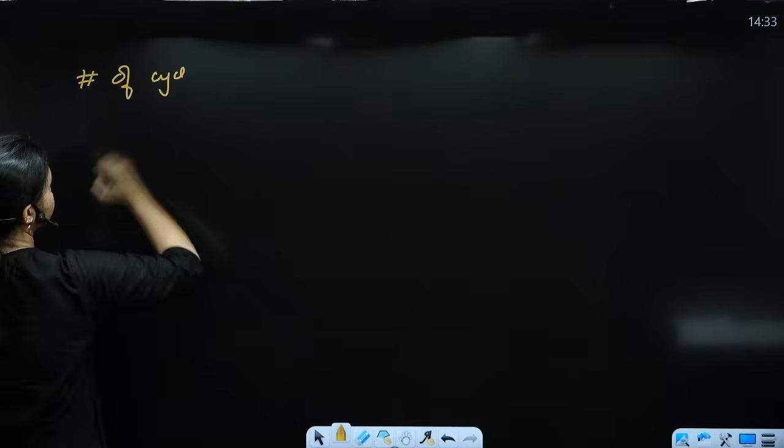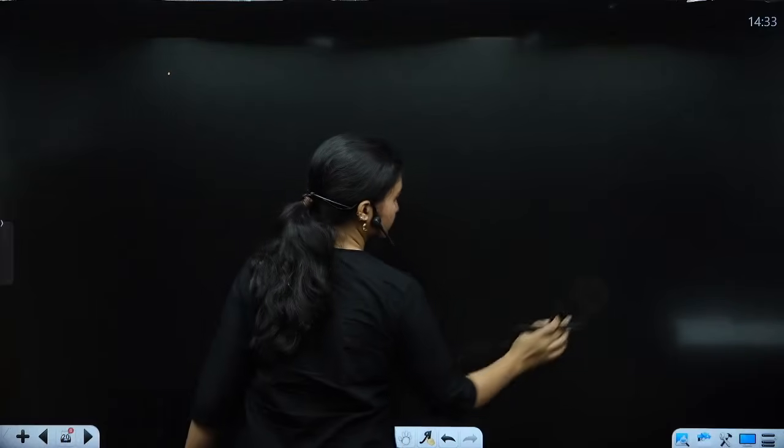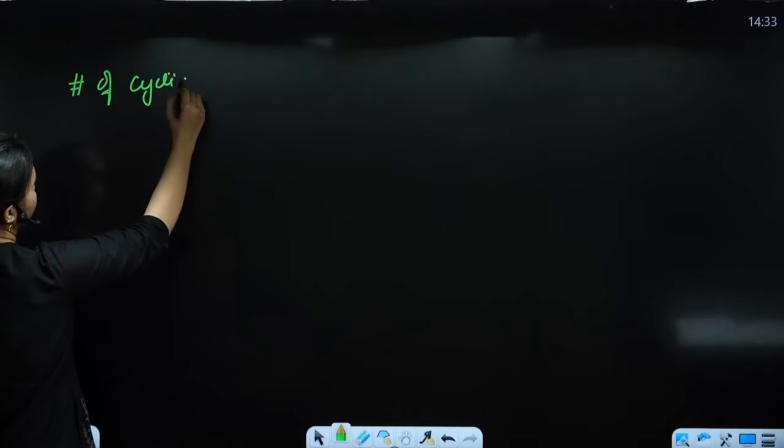Next up we have the number of cyclic subgroups of order 3, right? So the number of cyclic subgroups. Why am I writing cyclic?